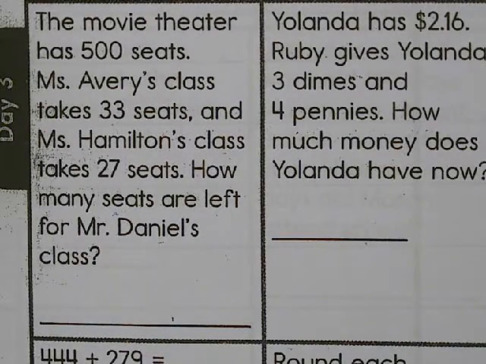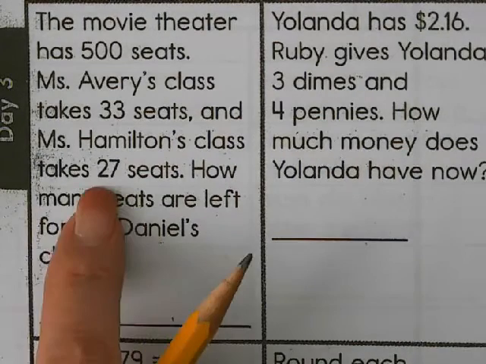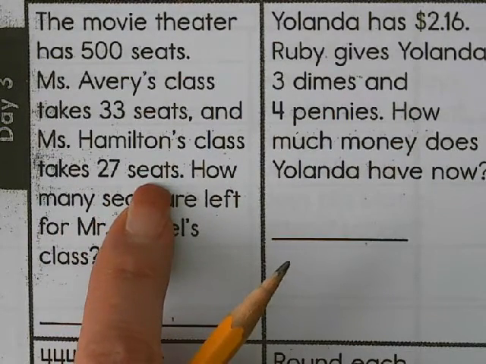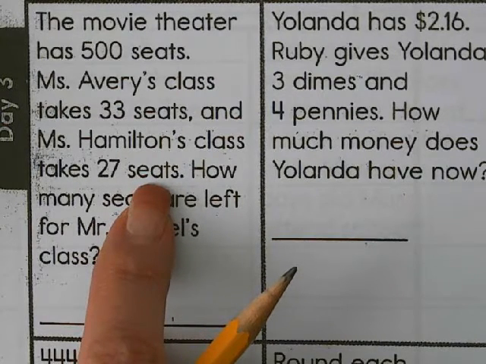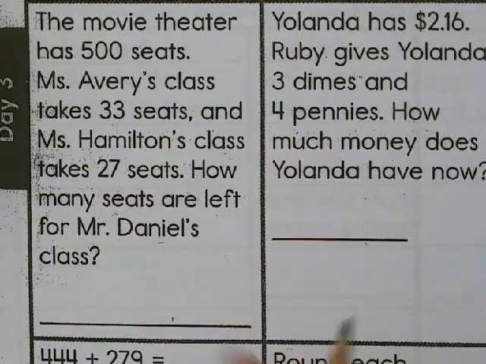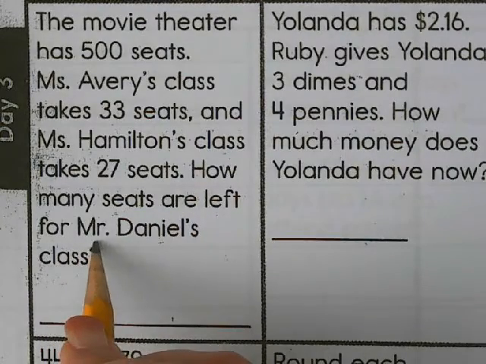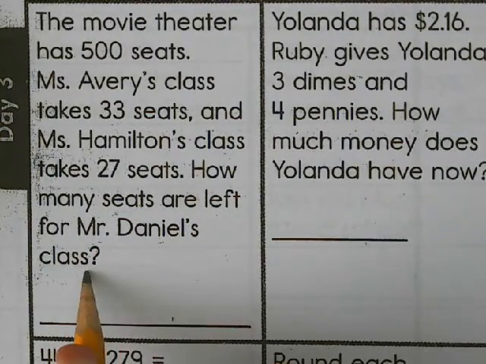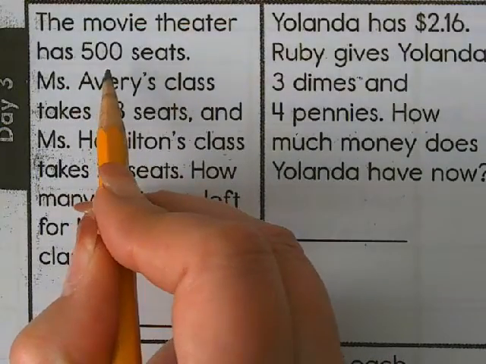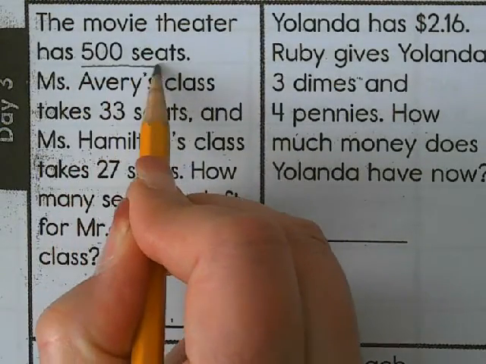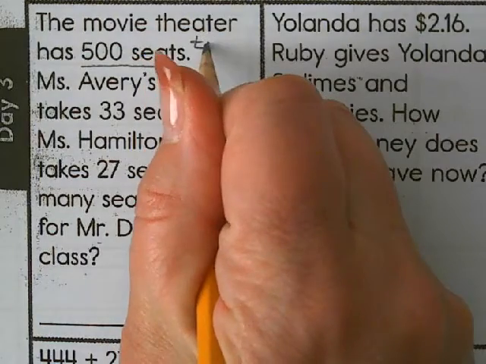The movie theater has 500 seats. Miss Avery's class takes up 33 seats, and Miss Hamilton's class takes 27 seats. So this is the information that we know, the story problem. What we want to find out is how many seats are left for Mr. Daniel's class.